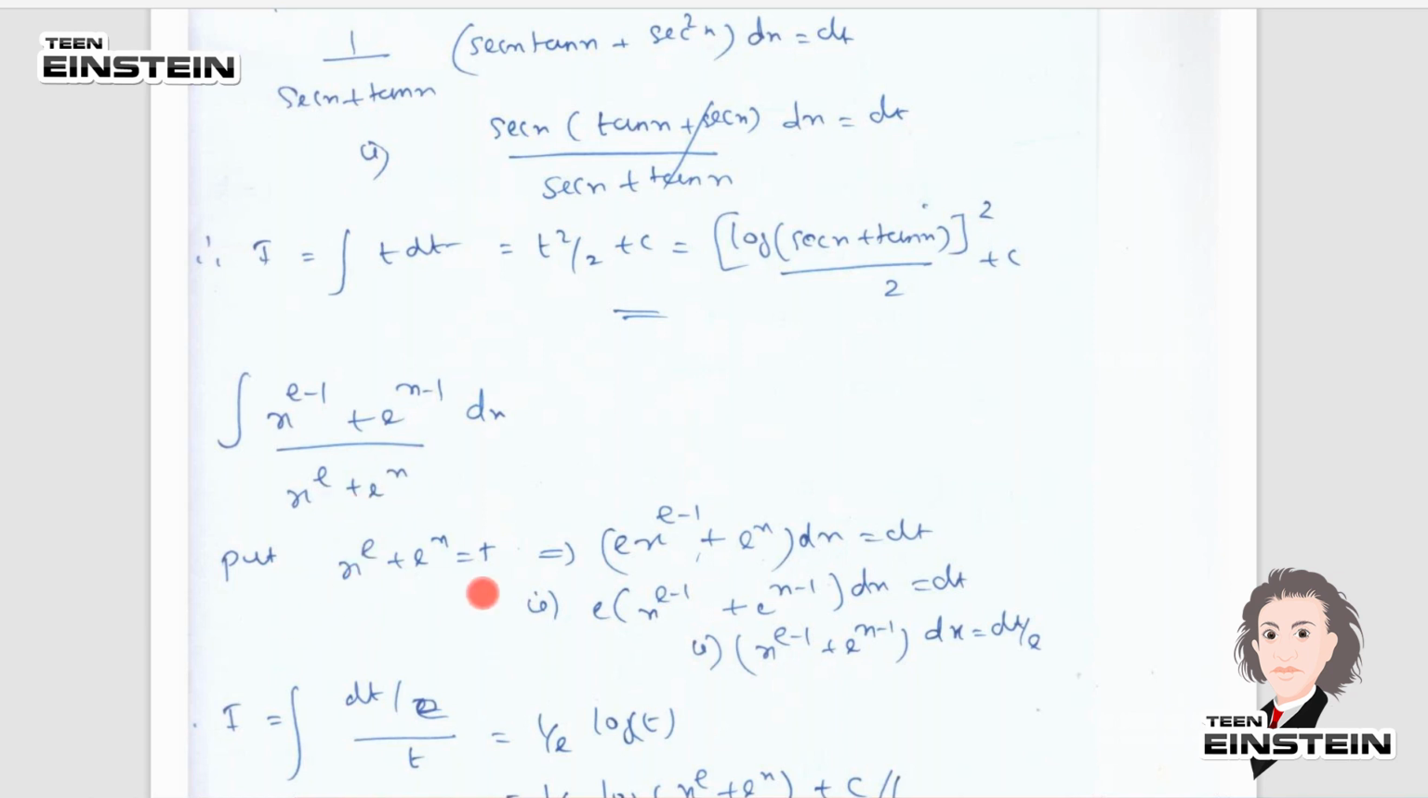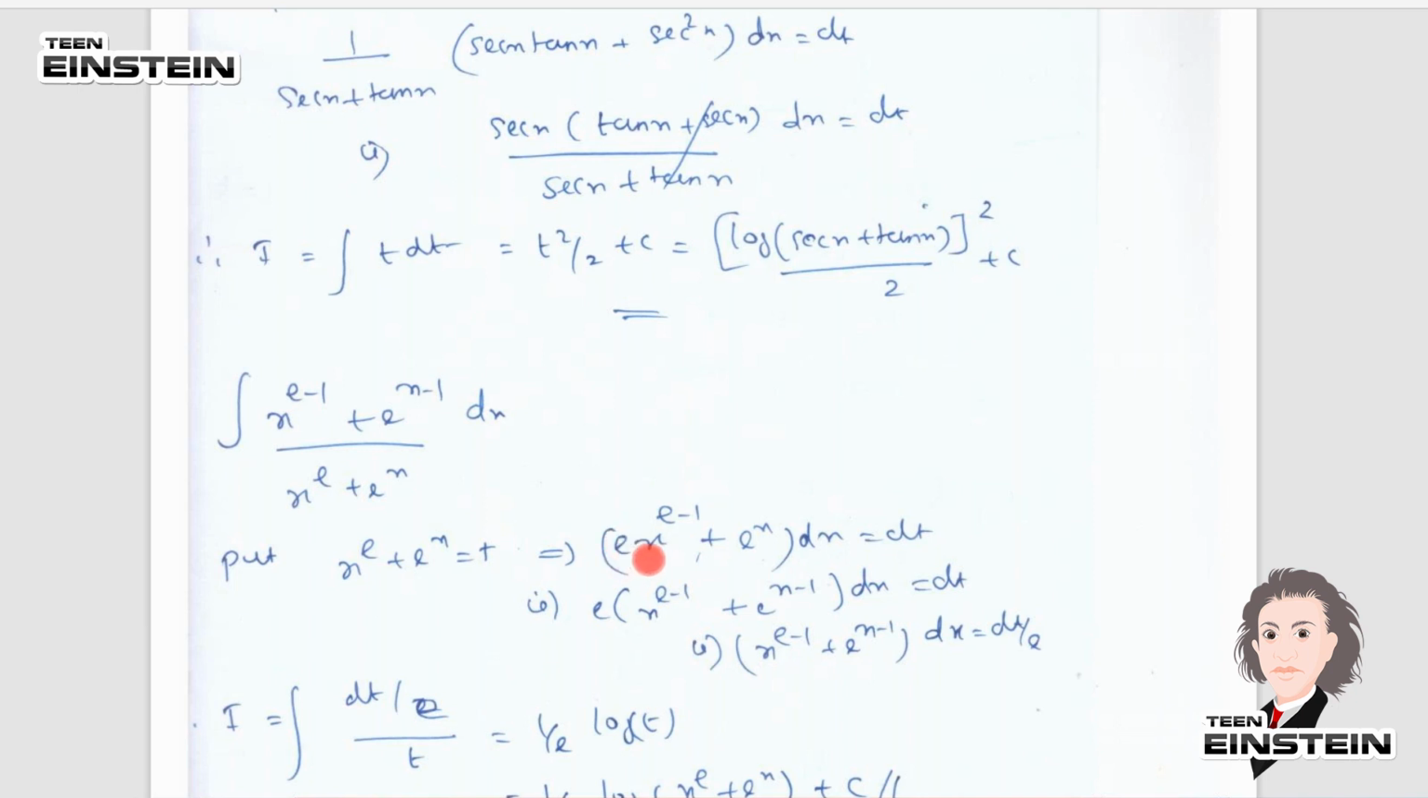Now differentiate this with respect to x. You'll be getting e, bring the constant term. E that is multiplied by x to the power e minus 1. That is like x square, 2 x to the power 2 minus 1. Like that, e into x to the power e minus 1.